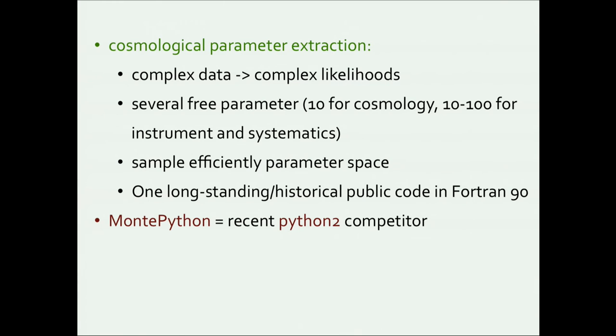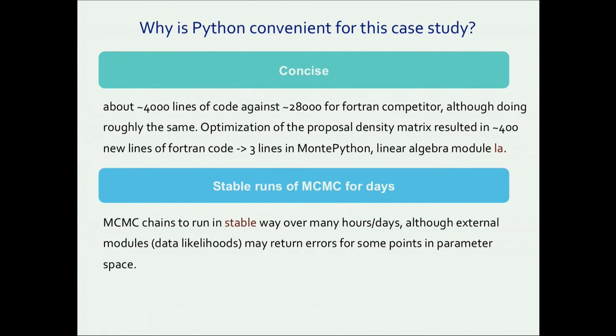There are different possible samplers that are used and also integrated in Monte Python. For a long time, people have used and are still using, let's say, code which actually was written in Fortran 90, and part of it is now absorbed by Python, which is called CosmoMC. And Monte Python is a more recent version, for the moment written in Python 2. Of course, it guarantees that it's much more concise with respect to the previous code that was used.